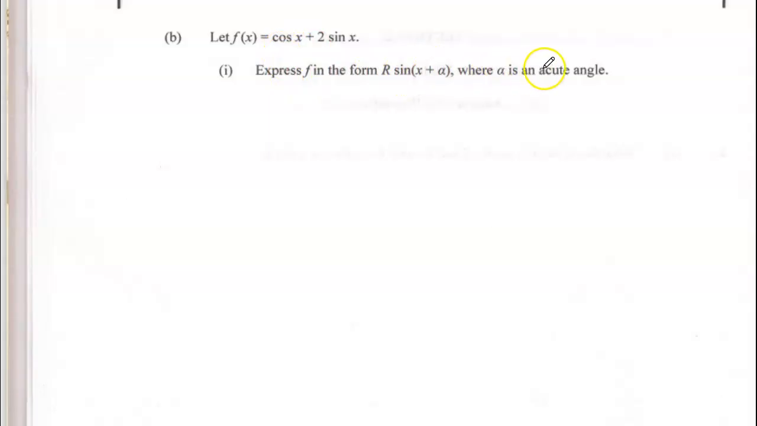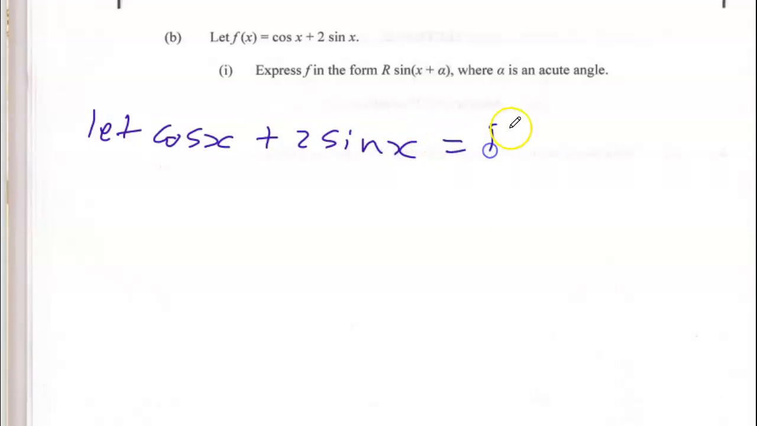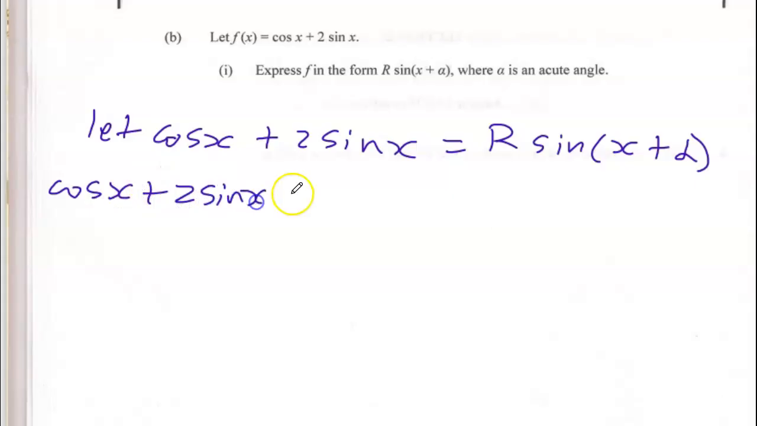Express f in the form r sin x plus alpha, where alpha is an acute angle. So we'll let cos x plus 2 sin x be equal to r sin x plus alpha. We can expand the right hand side using the trig addition formula. So we have r, and then we expand the sin x plus alpha. So we get sin x cos alpha, and then cos x sin alpha.